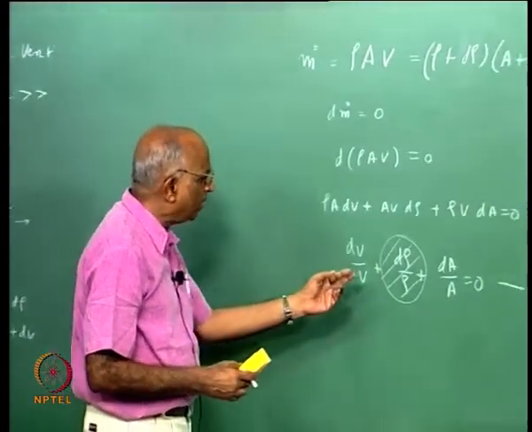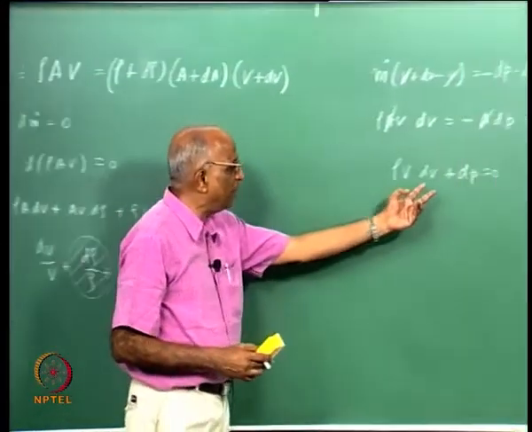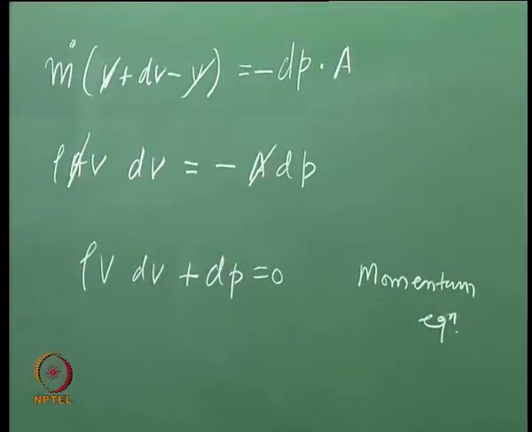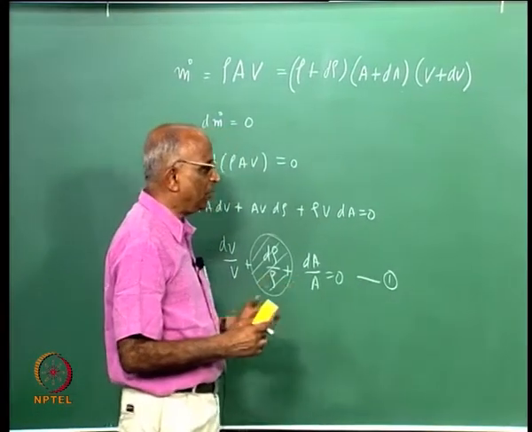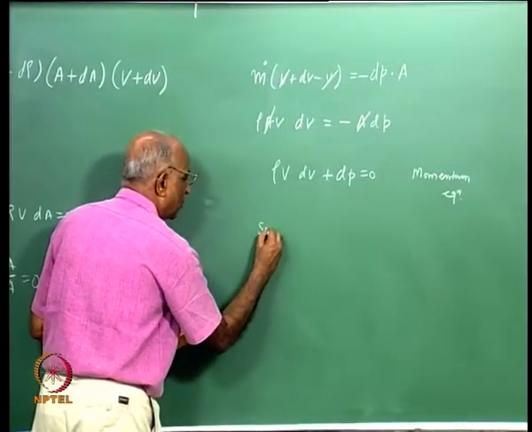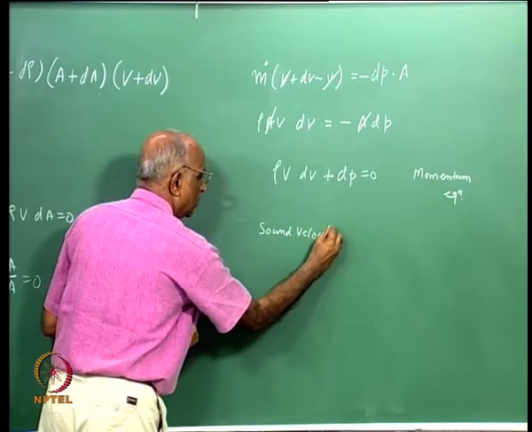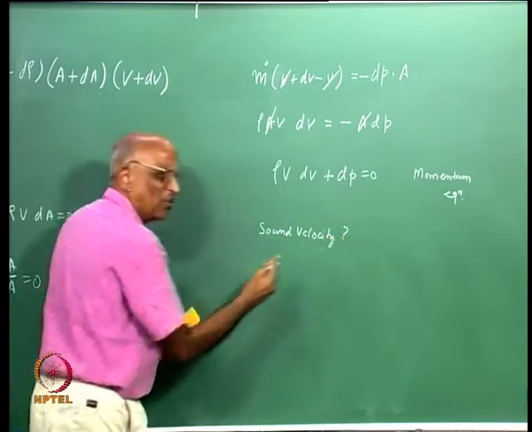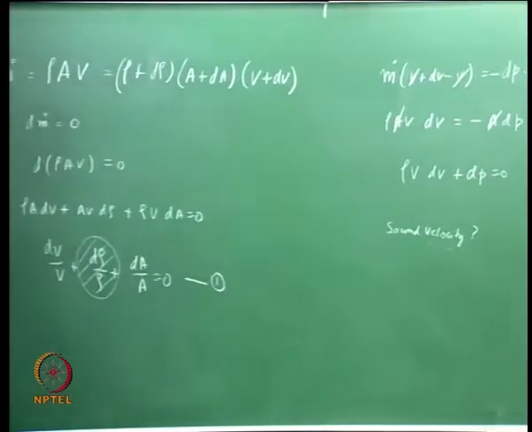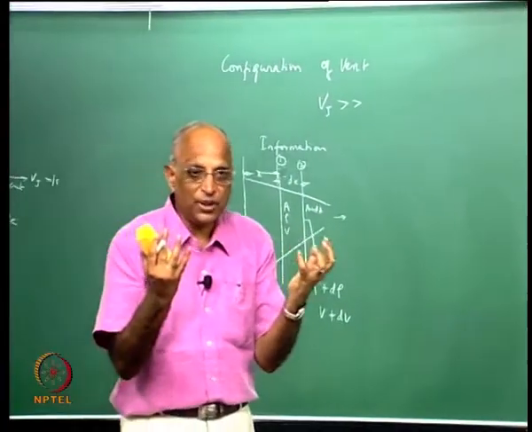Now I find, I wanted to get rid of d rho, but now I have got an expression in terms of dP. How do I still get rid of this term in some way? To be able to do that, we have to look a little bit at sound velocity. What is the sound velocity? It is very central to gas dynamics.